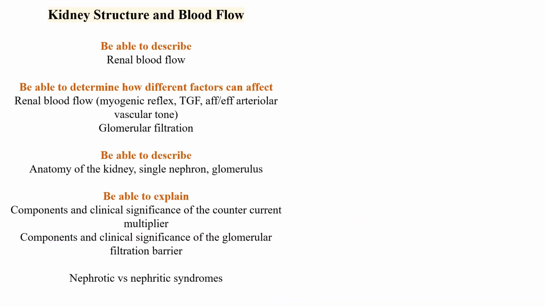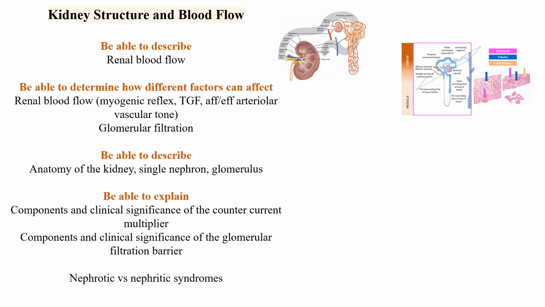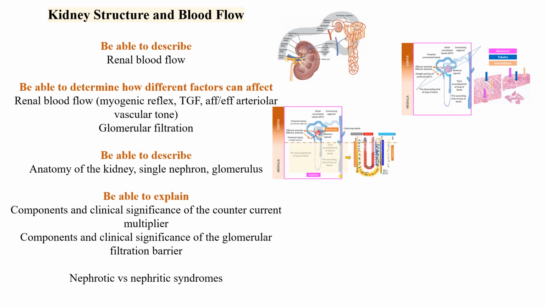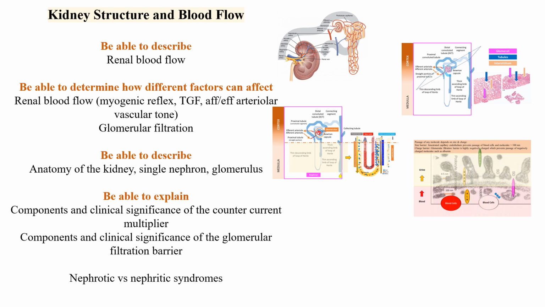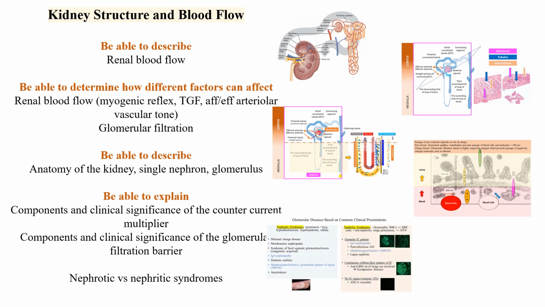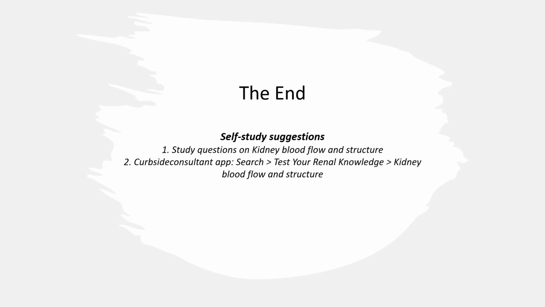In summary, we've discussed renal blood flow and regulators of renal blood flow and glomerular filtration, including the myogenic reflex, tubuloglomerular feedback, afferent and efferent arteriolar vascular tone, anatomy of the kidney, the single nephron, and the glomerulus, components and clinical significance of the countercurrent multiplier, components and clinical significance of the glomerular filtration barrier, and nephrotic versus nephritic syndromes when different components of the glomerular filtration barrier break down. The end.